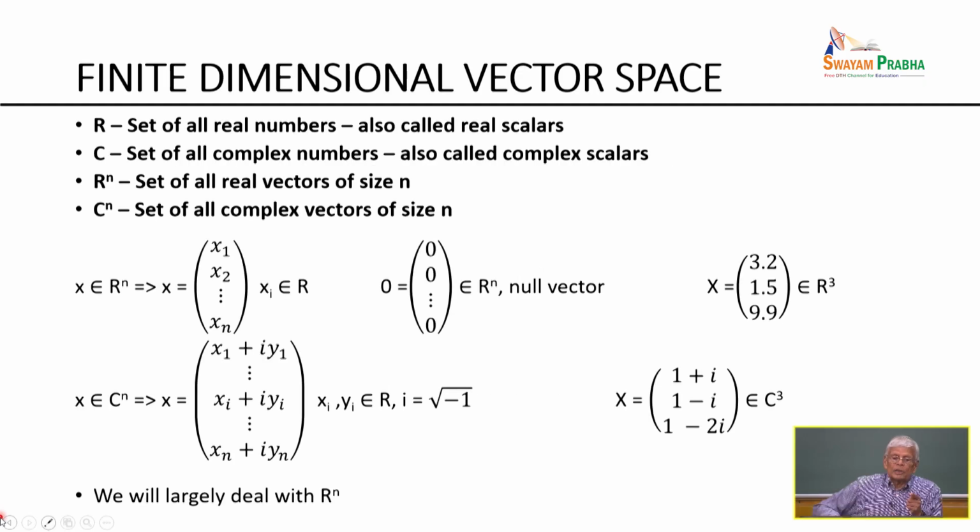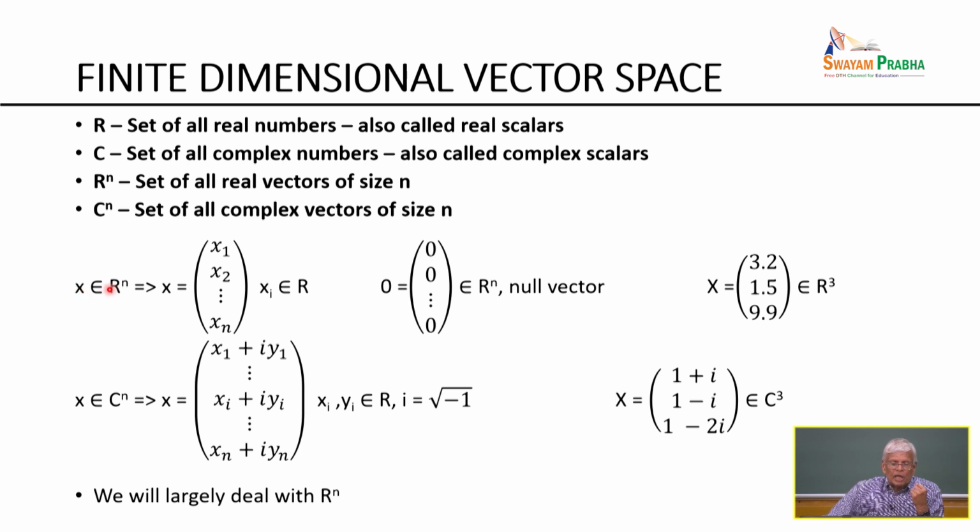Capital R represents the set of all real numbers. A real number is also called a real scalar. The set capital C is called the set of all complex numbers, also called the set of complex scalars. Rn, R to the power n, is the set of all real vectors of size n. Cn is the set of all complex vectors of size n.